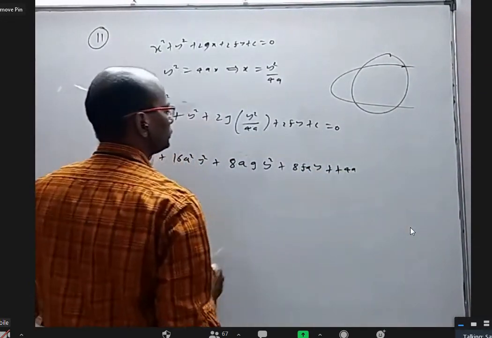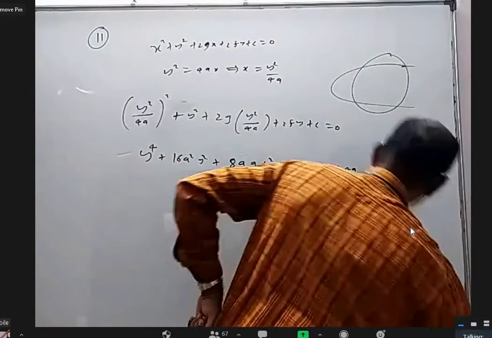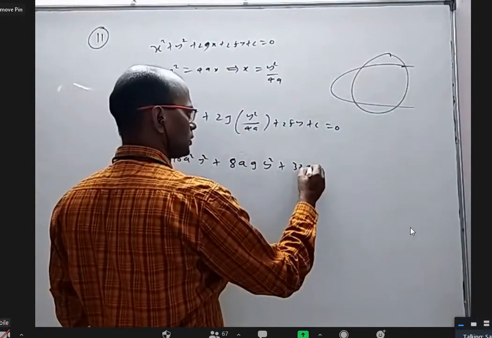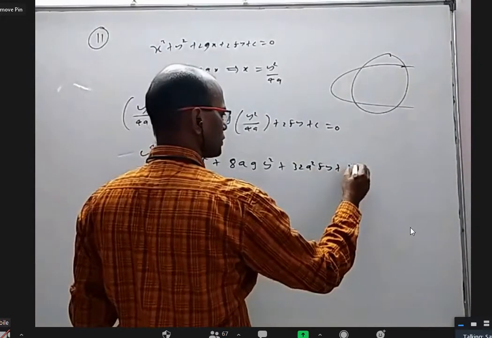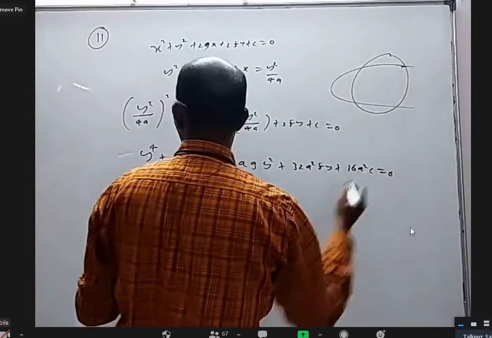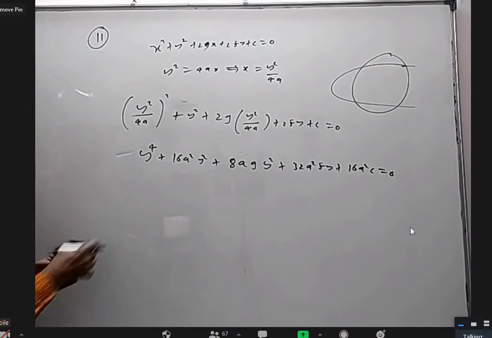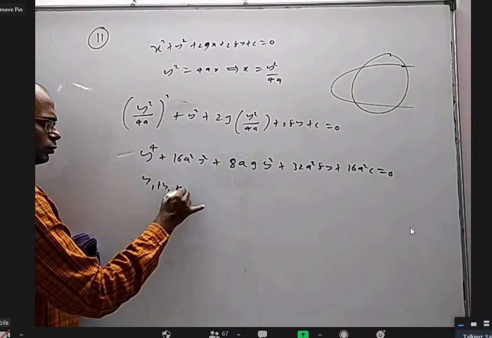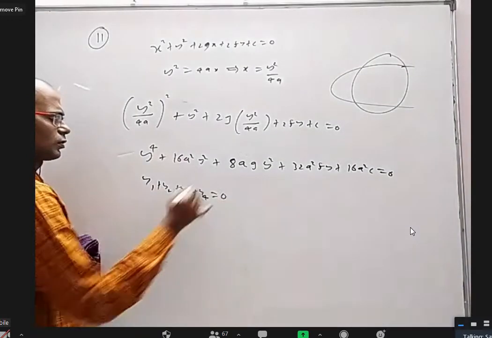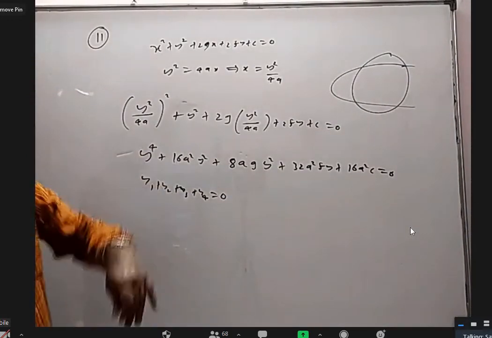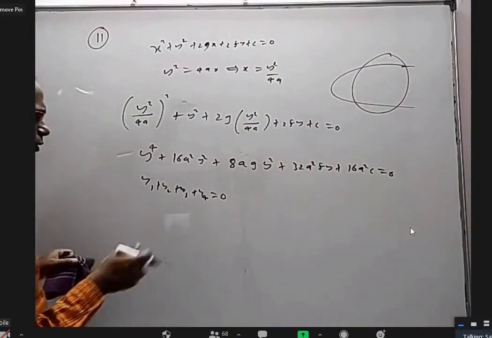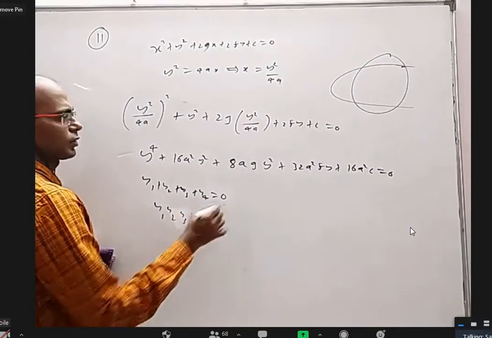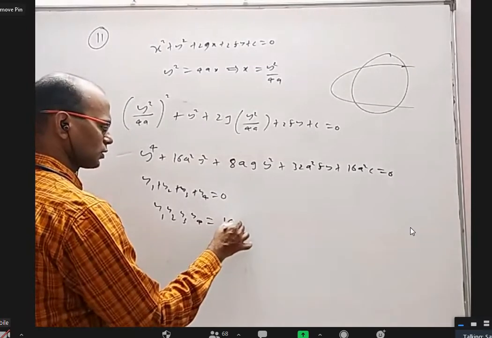No, I multiply 16 a square. So 32 a square fy plus 16 a square c equal to 0. So this is a fourth degree equation. Y cube is missing. So y1 plus y2 plus y3 plus y4 is 0. In fact, I would have done in terms of at square comma 2at so that I can even find out x, but y1 into y2 into y3 into y4 is 16 a square c.